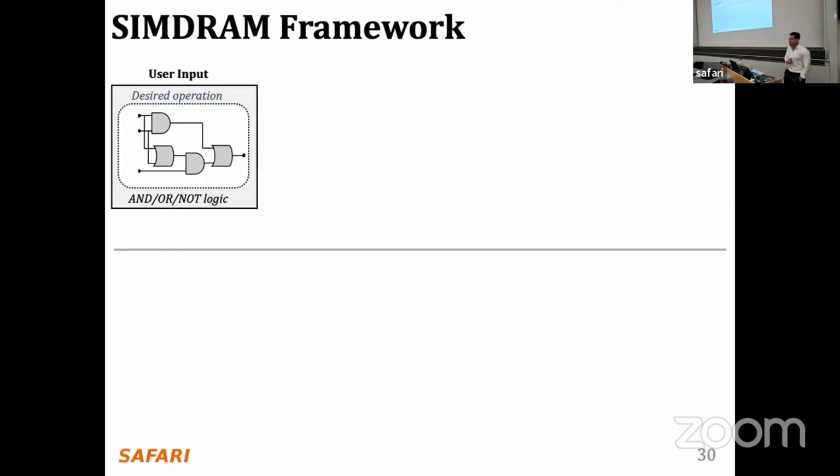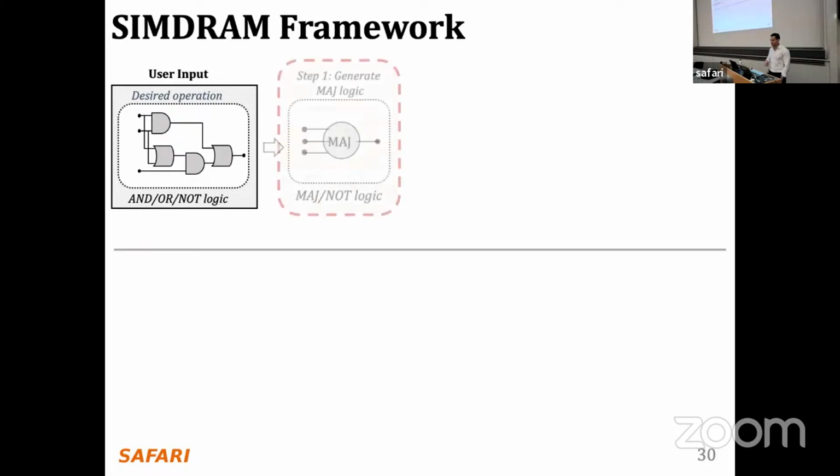And this framework takes as input a desired operation from the user in the form of an AND/OR/NOT representation of the gates. This can be, for example, an RTL version that describes the circuit, or a graph-based description of the circuit. It does not matter as long as it's in the form of AND/OR/NOT, or I can infer AND/OR/NOT logic based on that input. Then in the first step of this framework, we are going to convert this input into an input graph that only uses majority and NOT gates.